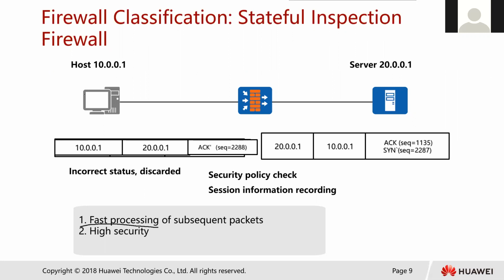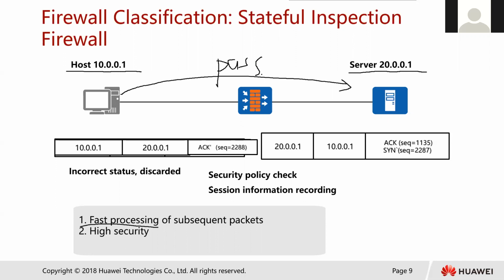If host A, 10.0.0.1, wants to communicate with the server, 20.0.0.1, the first packet passes through the firewall and the subsequent packets won't be checked. That means faster processing of subsequent packets, because the check is done only once. The subsequent packets just need to match the session table, which we will talk about later. If they match the session table, the firewall just processes them.